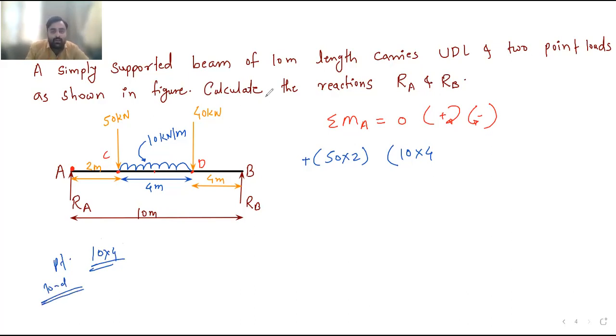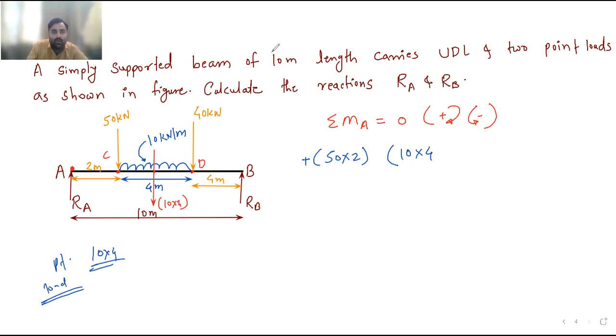Now see where we are taking the moment. We are taking the moment at this point. Now 10 into 4 is a point load. That point load will act through the CG of this 4 meter length. So that load will act at the center over here. If I show you the load, that load will act somewhere here. This is your 10 into 4 load.